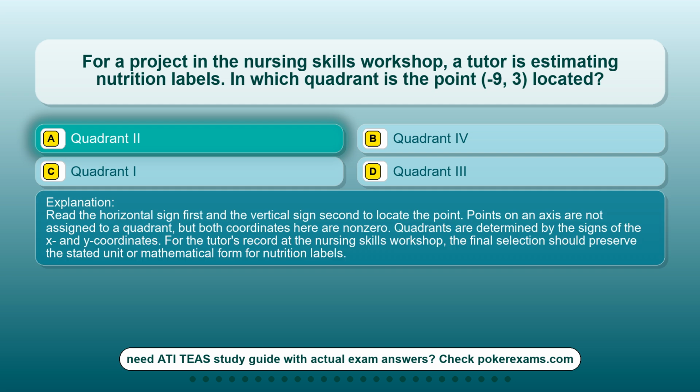Read the horizontal sign first and the vertical sign second to locate the point. Points on an axis are not assigned to a quadrant, but both coordinates here are non-zero. Quadrants are determined by the signs of the x and y coordinates. For the tutor's record at the Nursing Skills Workshop, the final selection should preserve the stated unit or mathematical form for nutrition labels.